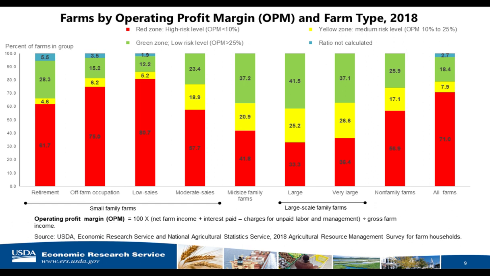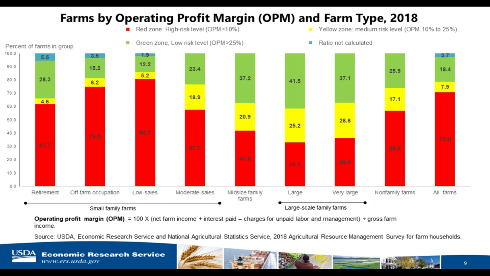However, small farms typically rely on off-farm income, so that many are in the red zone for the operating profit margin does not necessarily mean that the farm is in financial stress. Off-farm income is not captured in the OPM calculation. Remember that many small farms are classified as retirement or off-farm occupation, so the farm business being profitable is not essential to the continued survival of the farm.